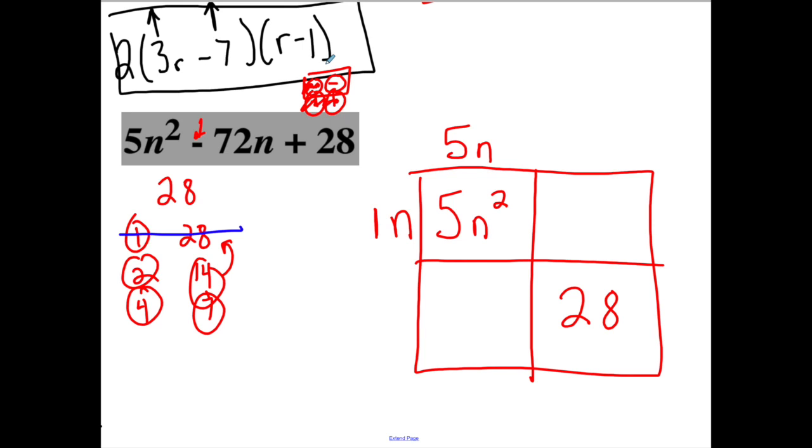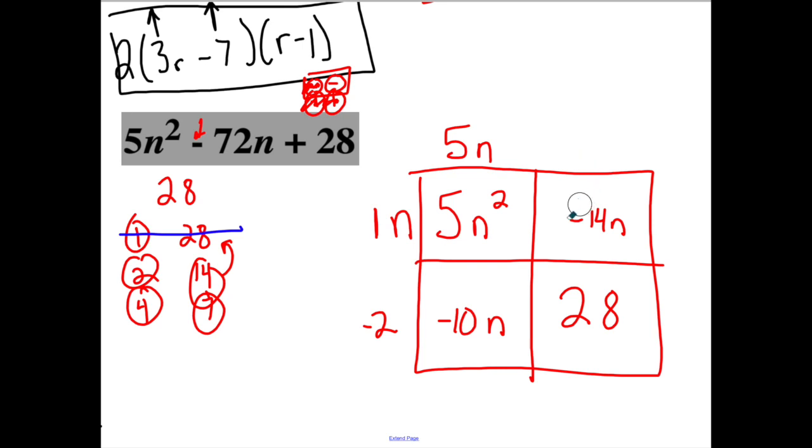Second combo, I think we have something. So, all right, I want to put the 14 with the 1. So this needs to be a negative 14 and a negative 2. So let's try that out. So I get a negative 10n and a negative 14n. This adds to 24. Okay, so that doesn't get it right.